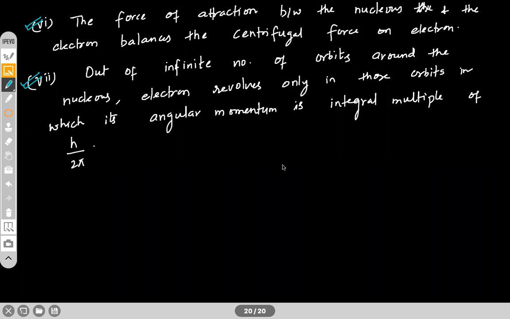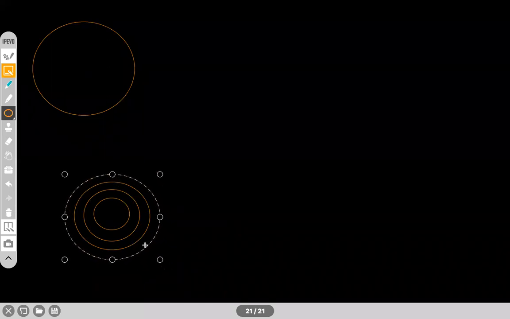Okay, so now all these 7 points are important for you to understand. The last 2 points are the most important ones because we are going to use only these 2 points here to derive the formula. Now you see, suppose we have an nth orbit, like we have n number of orbits. See, like this, we have an infinite number of orbits present.